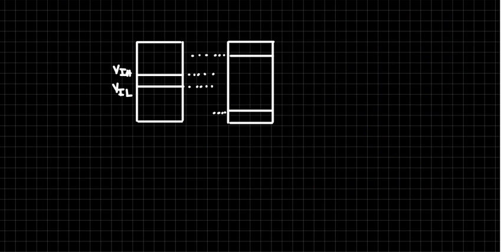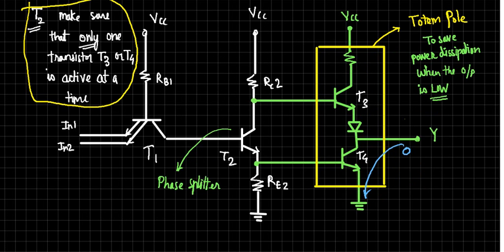Now see here. The problem here is, when this base to collector junction of this T1 conducts, it can go all the way to the saturation region. And it may take time to come back to the active region, the cutoff region and so on. So what we do is, we simply place a Schottky diode here.